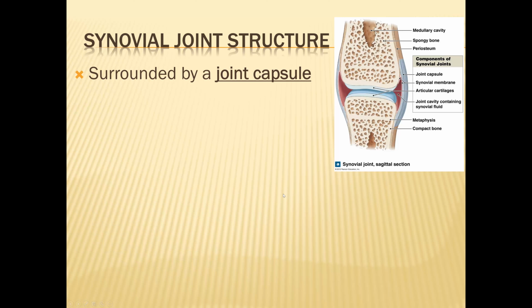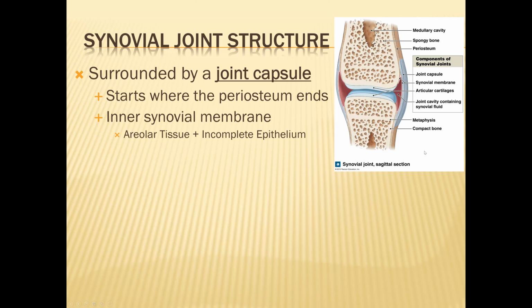So if we look at a typical synovial joint, which is shown in this image in the upper right, the first structure we're going to look at is the joint capsule. So all synovial joints are surrounded by this joint capsule. It starts where the periosteum that covers the bone ends. So you can see the periosteum here in a beige color, and the joint capsule itself is shown in this light blue color. The joint capsule has two layers.